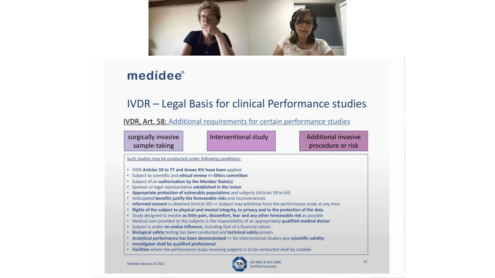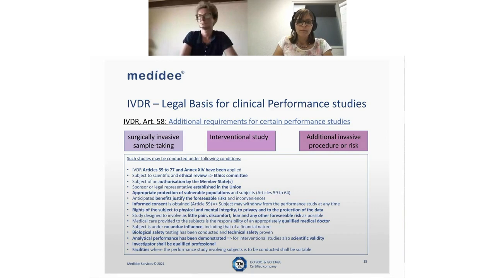For these type of studies, you will need to have ethics committee review and approval before starting, and you will also need to have authorization from the competent authority of the member state where the study is being undertaken. So these are two aspects very important for these type of studies. Then, of course, you need to protect vulnerable population. The benefits of the study need to justify the foreseeable risks.